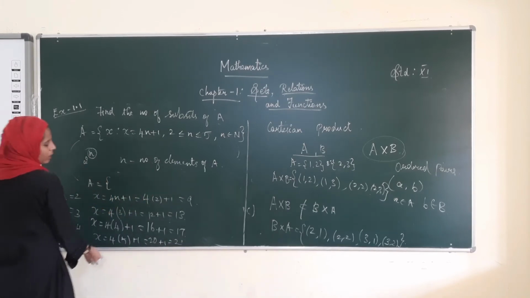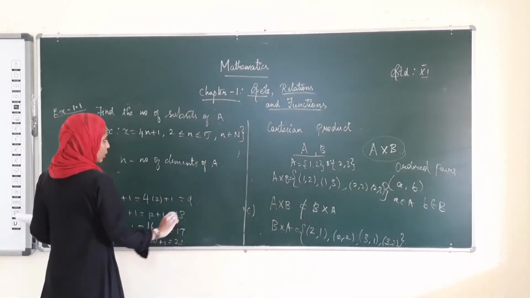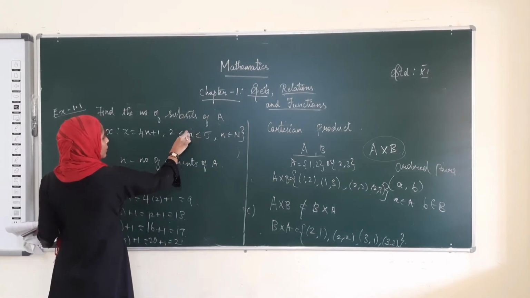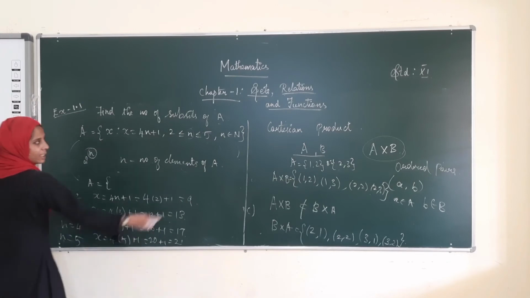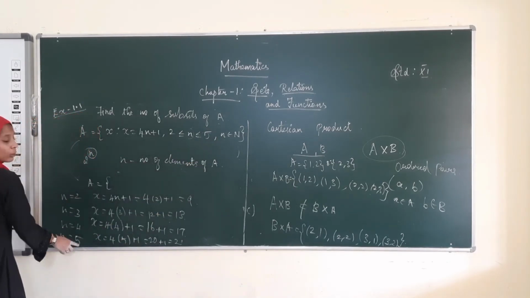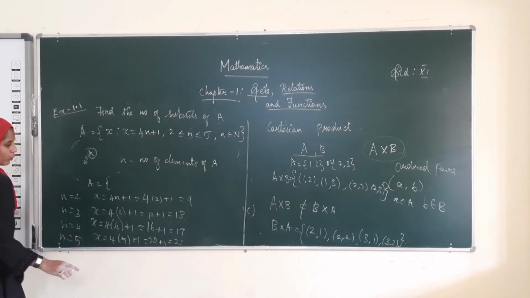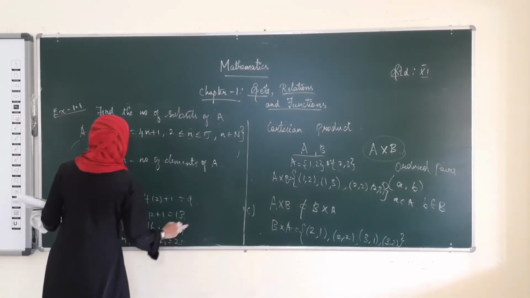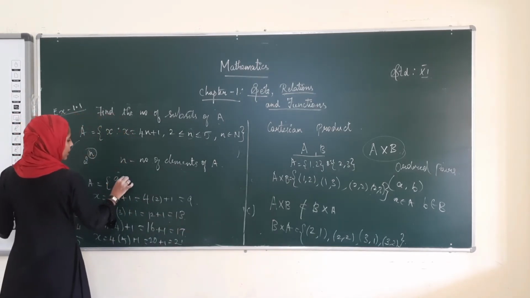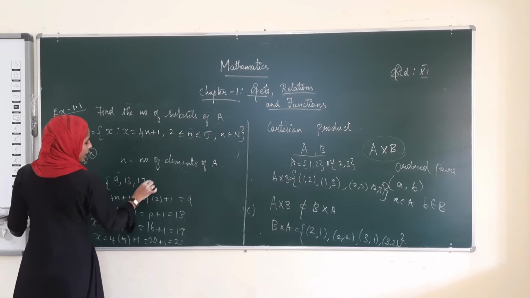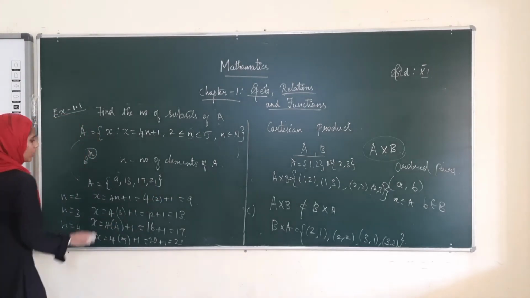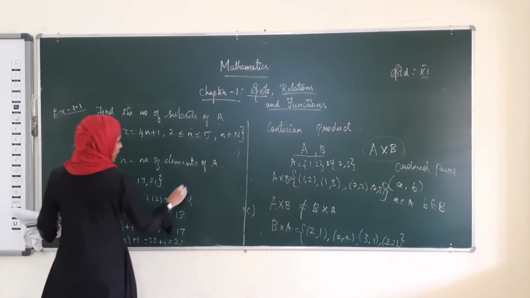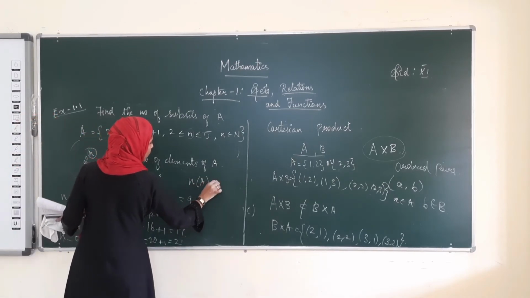Shall we continue this? n is equal to 6? No, because the value of n should be from 2 to 5 alone. n is a natural number, therefore 2 to 5 alone. Therefore, the elements of A will be 9, 13, 17, 21 alone. The number of elements is 4, that is, n of A is equal to 4.